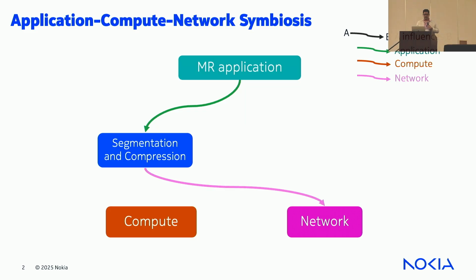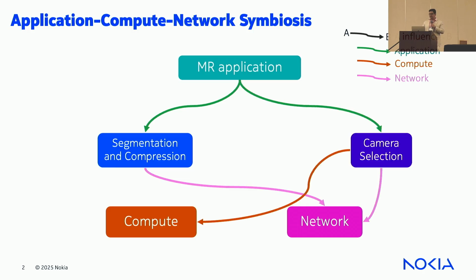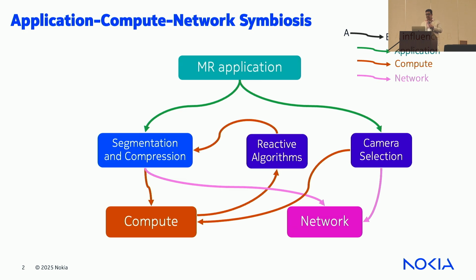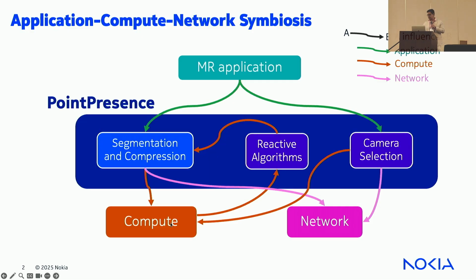those cloud scaling solutions that do not look at the application, application-agnostic solutions like cloud scaling. We are introducing a technique called camera selection that can reduce the compute and network requirements for MR telepresence. At the same time, we introduce this reactive algorithm that creates a kind of compute loop that interacts with segmentation, compression, and the compute resources of the MRH. We combine this and call it PointPresence.